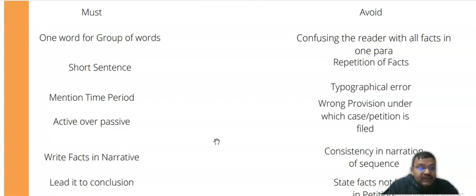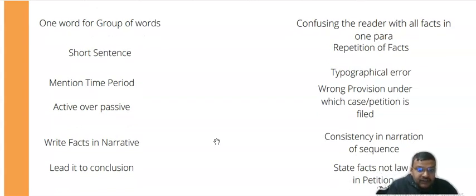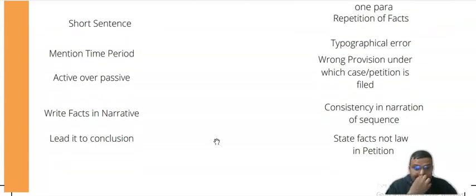Wrong provision under which the petition is filed. Very important. The case goes out of the court. If a wrong provision is mentioned, it is not acceptable. Registry will either refuse it or it will go out on the very first date. Consistent narration of the sequence from day 1 to the last day. Again, I say you need to understand it should be a consistent exercise. State facts, not law, in your petition.